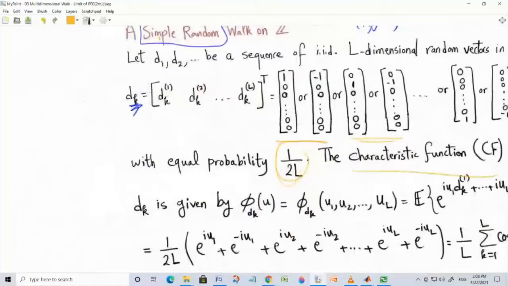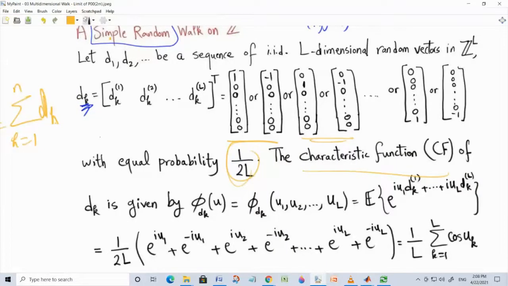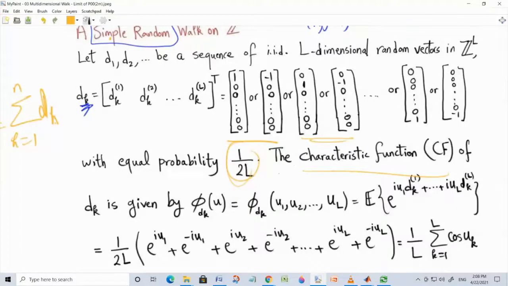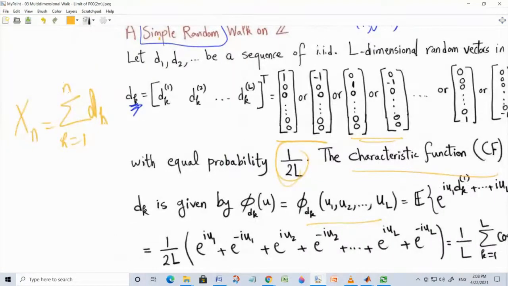Our random walk will be a summation: x of n will be the summation for k from 1 to n of d_k. Now we are summing those L-dimensional vectors, and each d_k is one of those vectors with probability 1 over 2L. What is the characteristic function of d_k? The characteristic function has a definition. Now d_k is a random vector, so it is not a random variable as in the previous lecture.